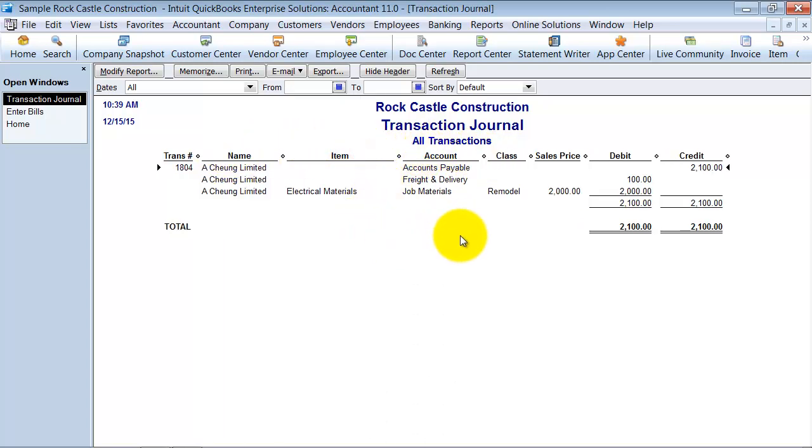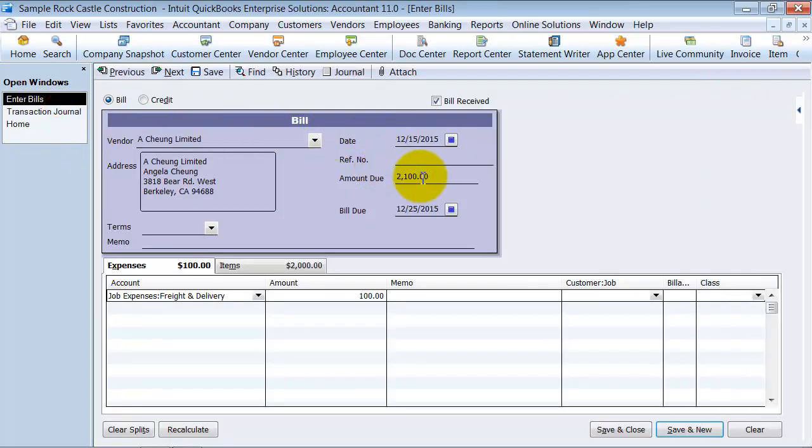All right, so we can see here accounts payable goes up. It has a natural credit balance. Positive balance is a credit. So accounts payable goes up by $2,100 because that's how much the total bill was for. Remember over here, the $2,100.